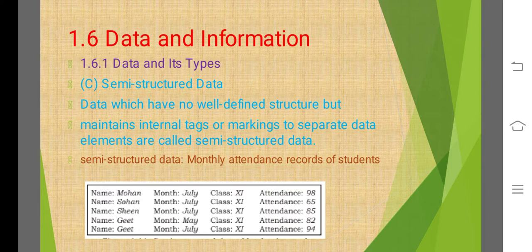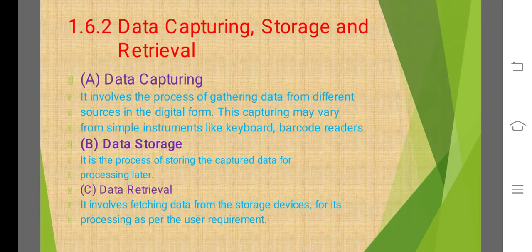Now move to the next point, data capturing and retrieval. Data capturing involves the process of gathering data from different sources in digital form. See, like here, capturing the data means a barcode reader. In shopping malls, a barcode reader captures the data and tells us the rate of that particular item according to the barcode.